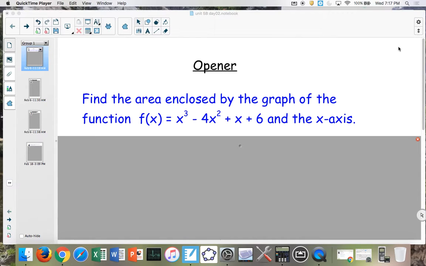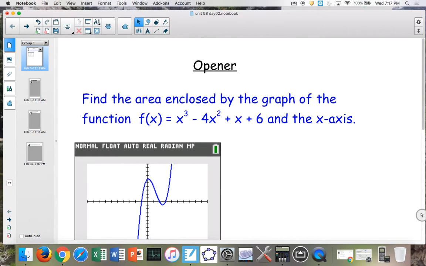Step one would be to take a look at the graph. So there's a picture of it. So now the area that we're talking about is going to be this area here and this little tiny piece in there.